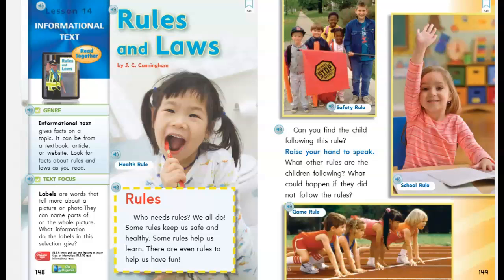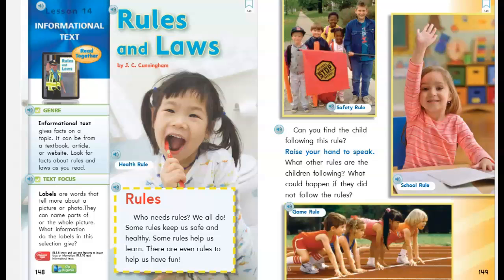We are going to be reading a new story called Rules and Laws by C.J. Cunningham. This story is an informational text. An informational text gives facts on a topic. It can be from a textbook, article, or website. So as we read, look for facts about rules and laws.